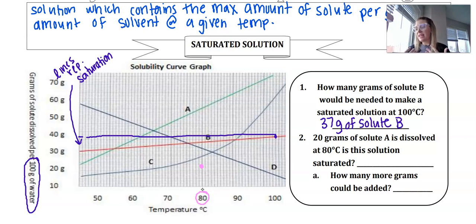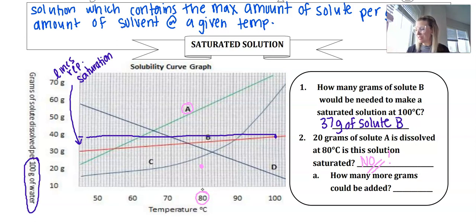Is this considered a saturated solution? The answer is no. Does it hit point A? Point A is all the way up here. So no, this is not a saturated solution, because we've added less than the maximum amount of solute. So how many more grams could we add in order to create a saturated solution?